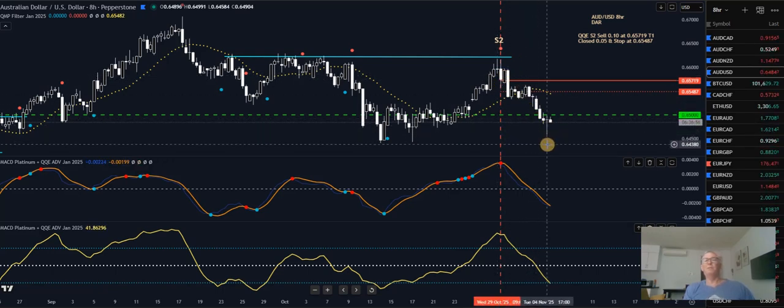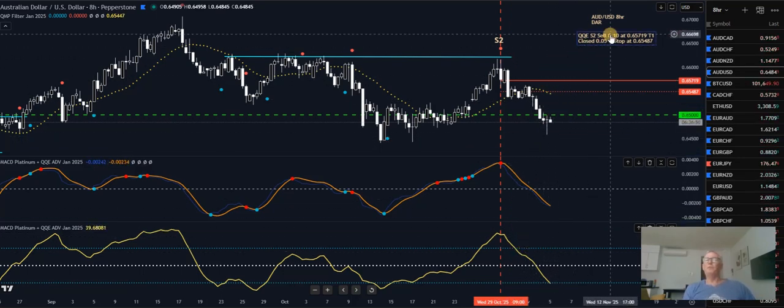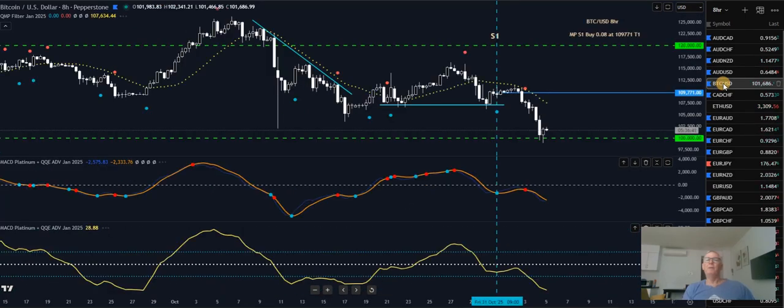When it goes below it, take buys to the 65-cent level. So we're looking good, can't lose on the Aussie, and in the meantime the QQE is coming down below the 40, so it puts me in buy mode.